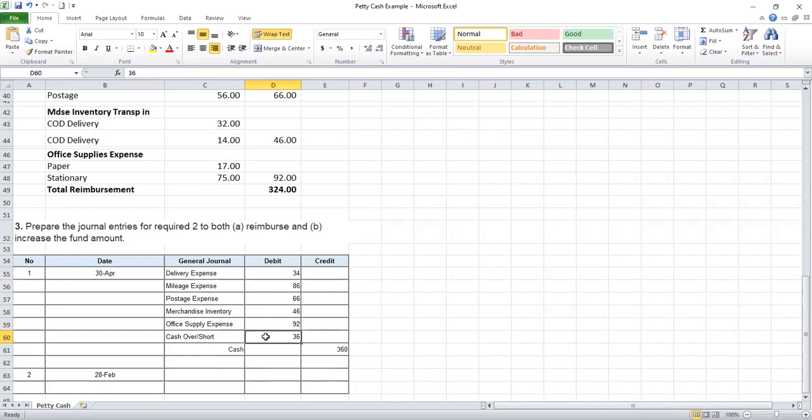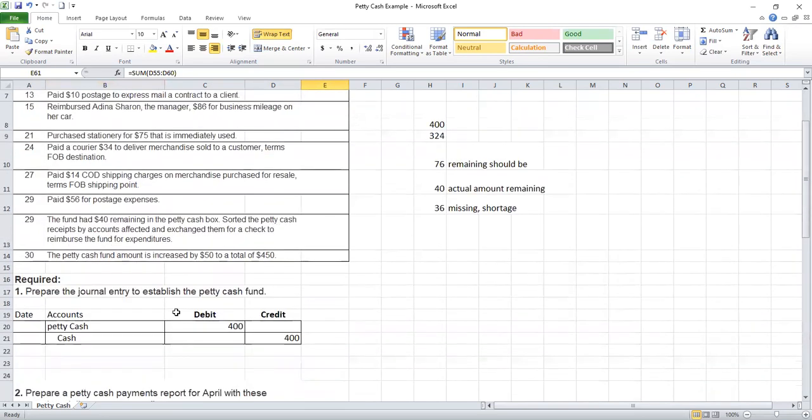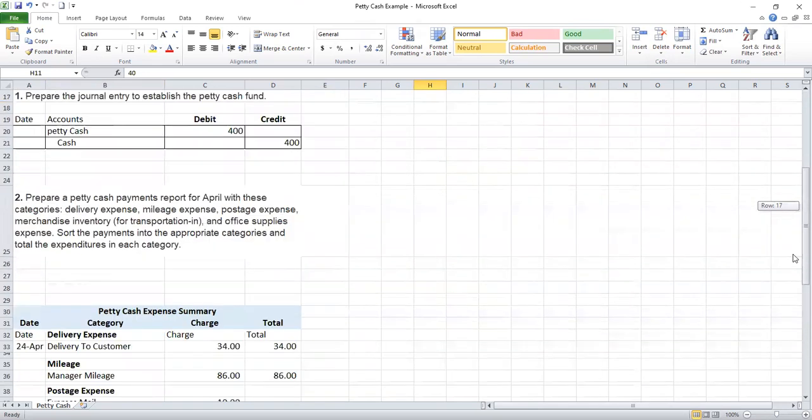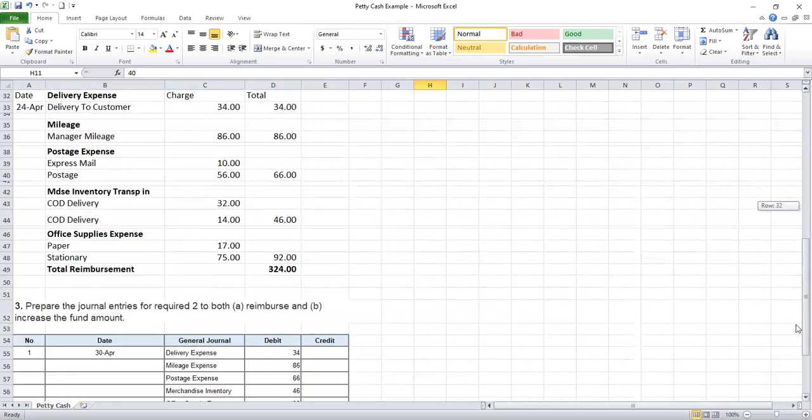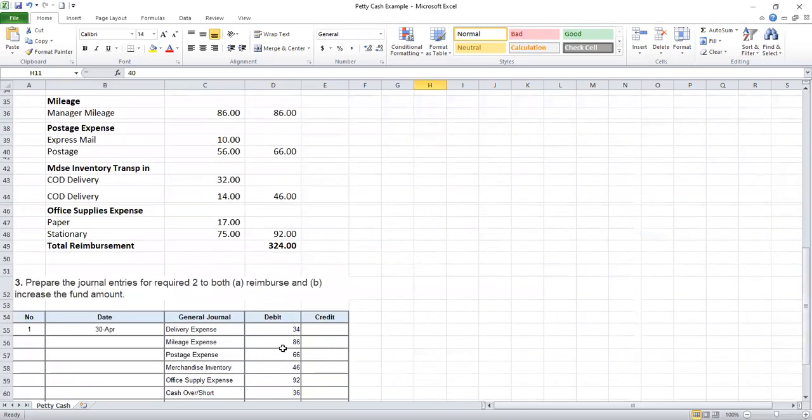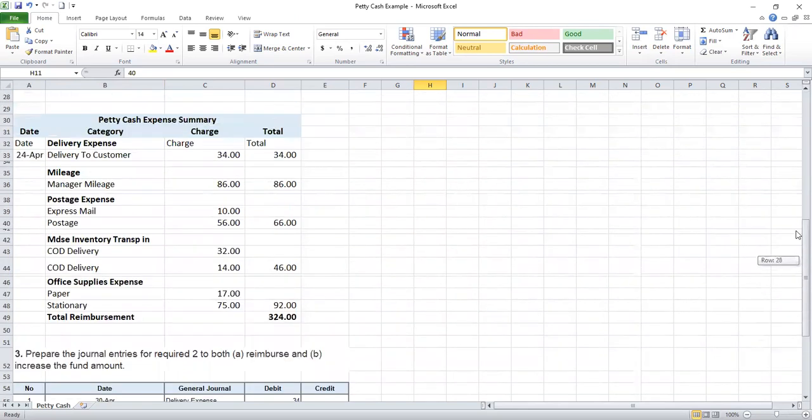So we credit cash for $360, and that's perfect because when you debited petty cash initially for $400, that's the balance you want to keep in there. We have $40 actually remaining in there, so to bring it back up to the $400, we needed to credit cash $360. We need to take $360 out of cash for the petty cash. The reason we're not debiting petty cash for $360 is because we never actually credit petty cash when we're spending all this stuff, so it doesn't need to be debited again.